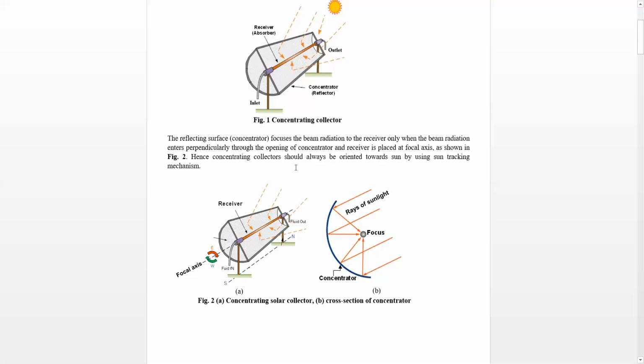Hence the concentrating collector should always be oriented towards the sun by using a sun tracking mechanism. So sun radiation should always enter perpendicular to this opening. That means this opening should always be oriented towards the sun. That is why concentrating collectors are always equipped with the sun tracking mechanism, and the receiving surface should always be placed at this point. Otherwise, if it is placed at any other location, then the radiation will concentrate in another direction and will not come on the absorbing surface, right?